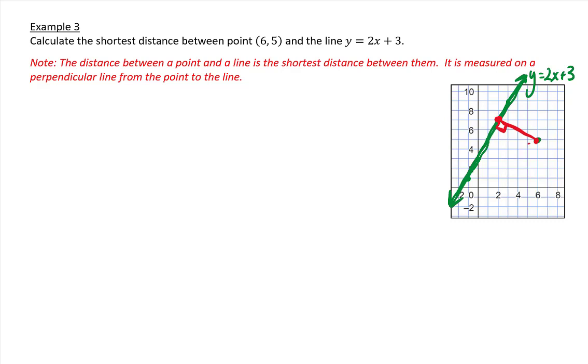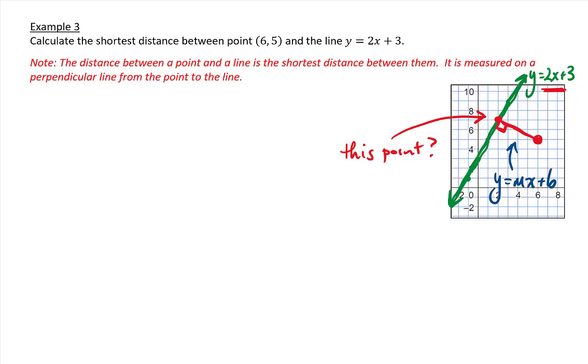Notice it has to be at 90 degrees, because here's one that's not at 90. That is definitely longer than the other one. And you can try drawing this and see where it would be the shortest. So the question is, how do I figure out if this is the correct point? To do that, we're going to find the point of intersection of the green line with the red line. This means we need to find the equation of the red line using that point, (6, 5), and this equation y equals 2x plus 3.